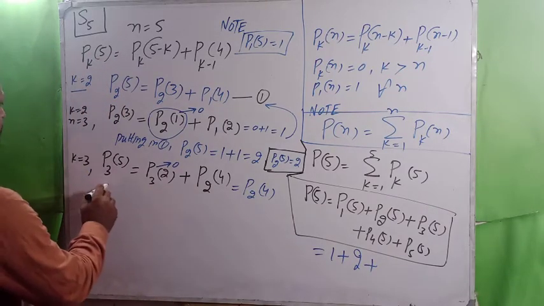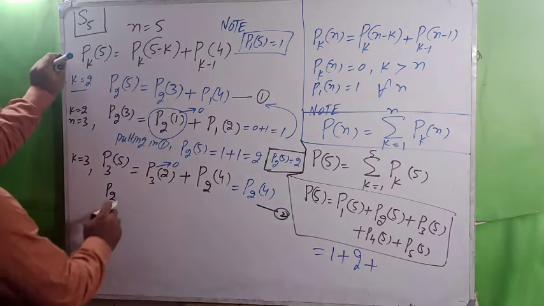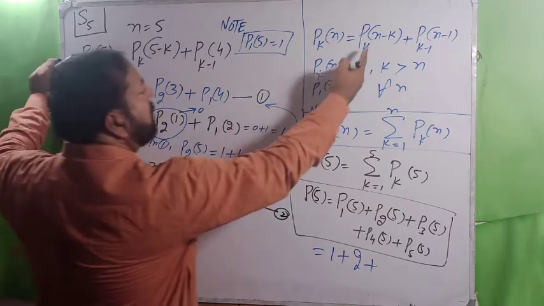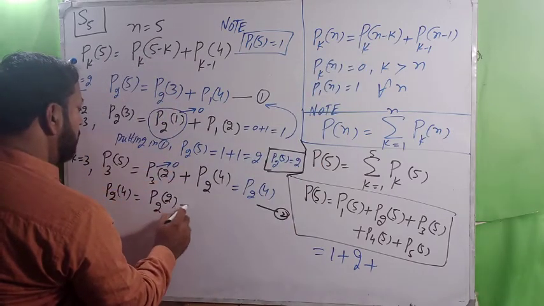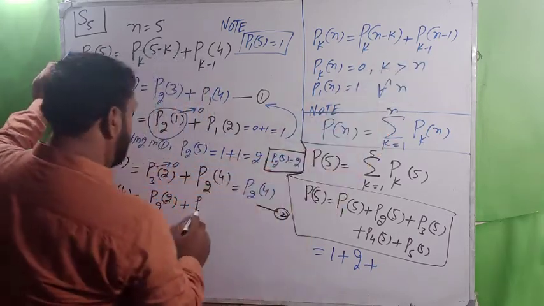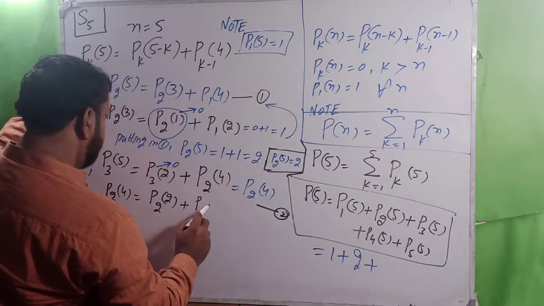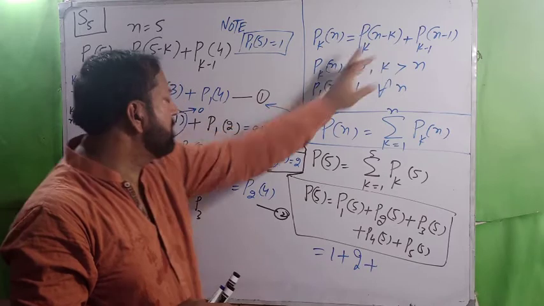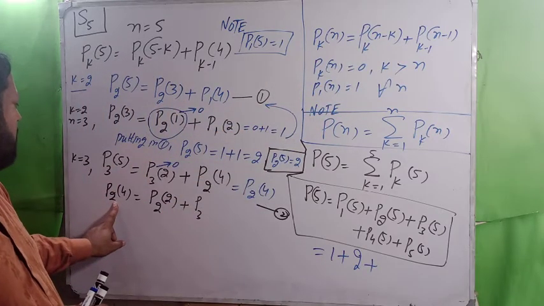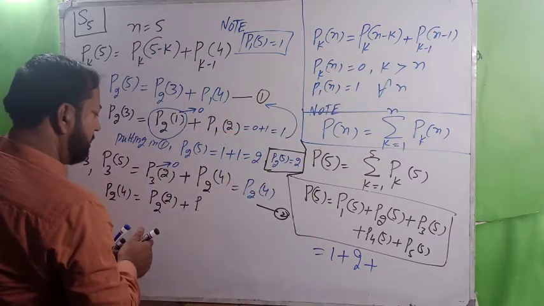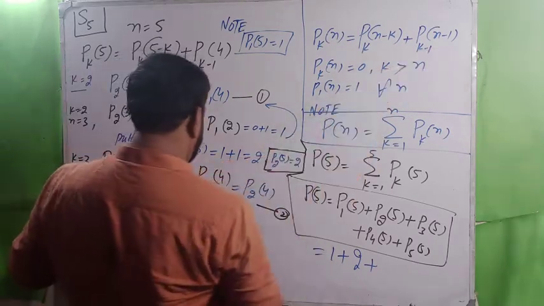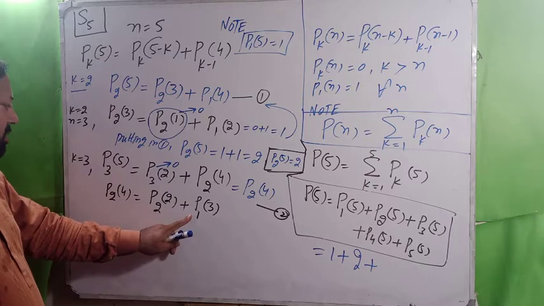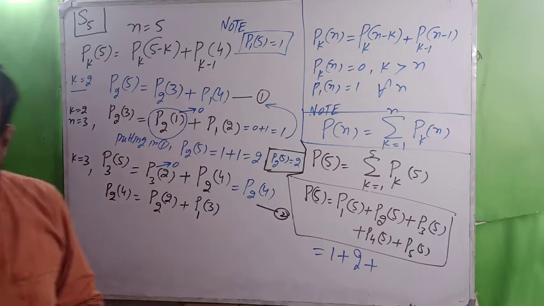Now P2,4, this is equation number 2. So P2,4 is equal to P2,4 minus 2, this is 2, plus P2 minus 1, this is 1, and 4 minus 1, this is 3, P1,3. Now P2,2 plus P1,3, and P1,n is equal to 1. This is P3,5.